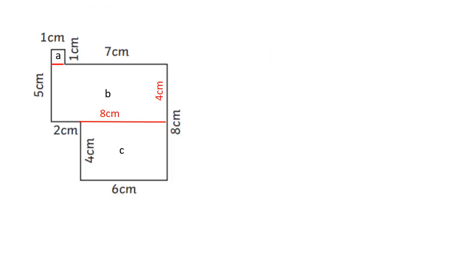Okay, year 5, as we discussed in the previous slide, we needed to work out the area of shape A, the area of shape B, and the area of shape C, and add them all together to give us the area of the compound shape. So we know that 1 centimetre times 1 centimetre is 1 centimetre squared. So the area of shape A is 1 centimetre squared. We know that 8 times 4 equals 32. So the area of shape B is 32 centimetres squared. And then we know that shape C, we know that 6 multiplied by 4 is 24. So the area of shape C is 24 centimetres squared.